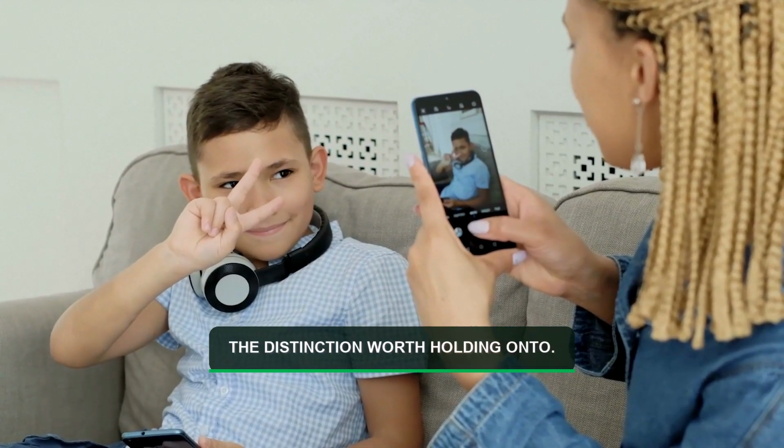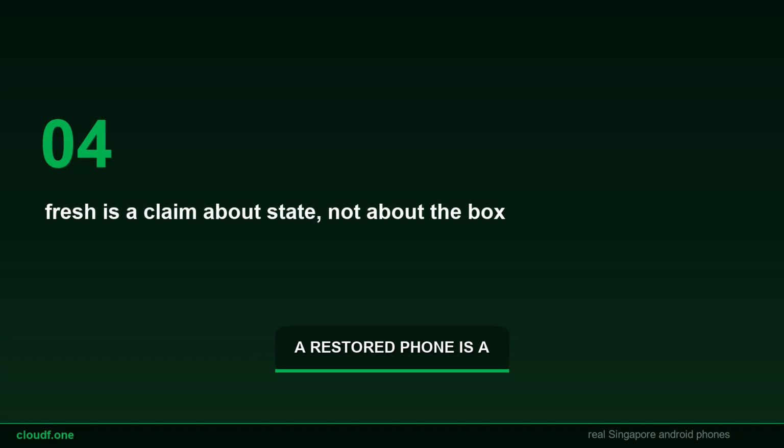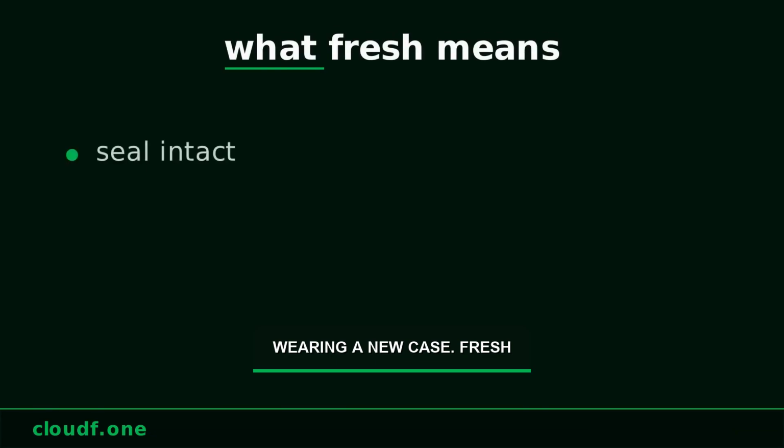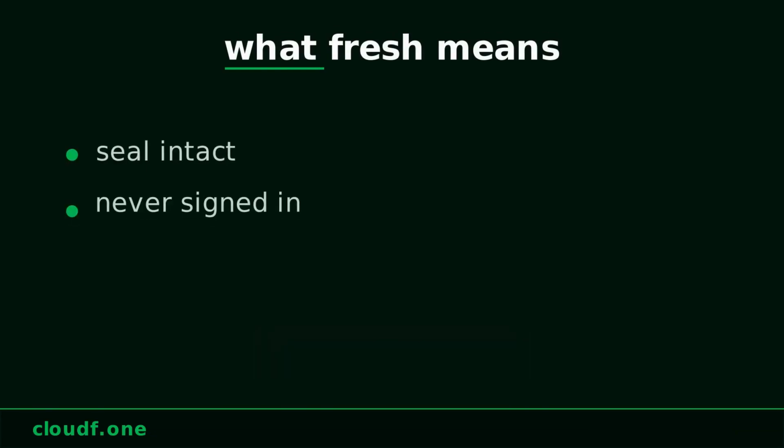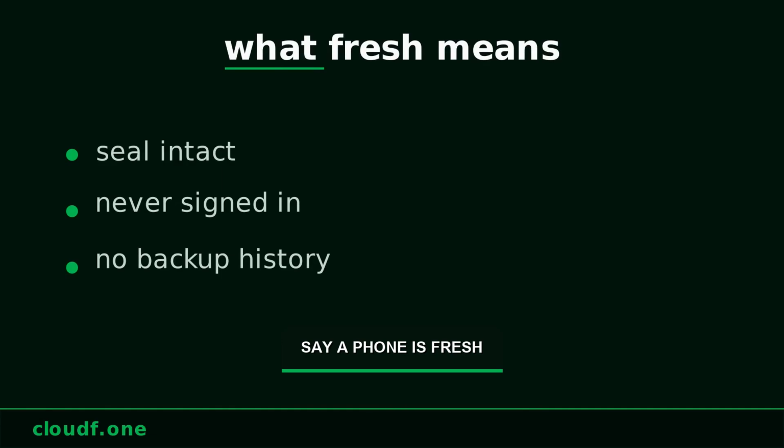That is the distinction worth holding onto. A restored phone is a continuation of the device you were trying to stop using, wearing a new case. Fresh is a claim about state, not about the box. People say a phone is fresh and mean the seal was intact.